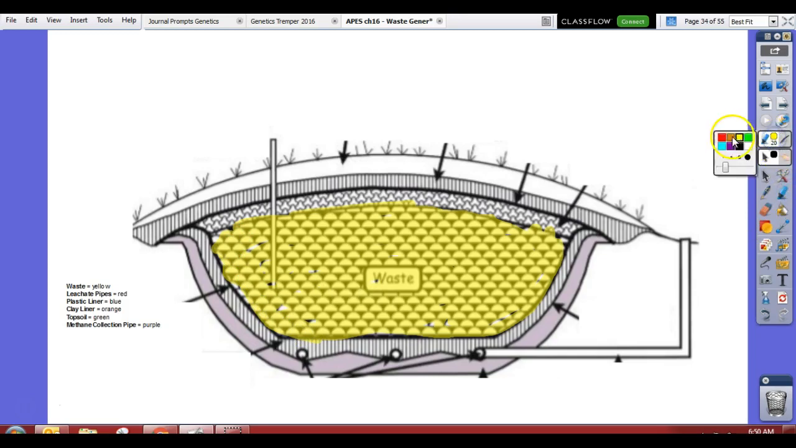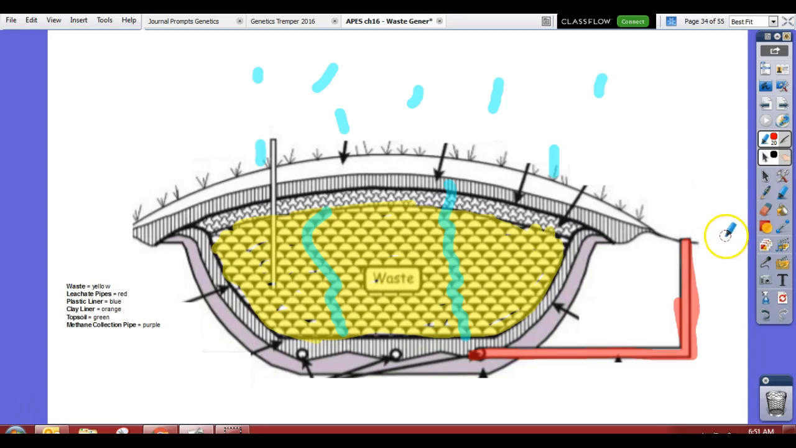Leachate. Remember, if it rains, rain coming down on my landfill, some of the water is going to run off, but some of it's going to go through the landfill, and the stuff that goes through the landfill is going to go to the bottom, and it's going to get really nasty down here. It's going to have a lot of toxic chemicals, and so we have pipes to collect that. So here's our leachate pipe. That's going to be red, and that's going to send it to a water treatment facility. Water is going to be one of our next units, so we'll talk about how we treat that water once it gets to the facility.